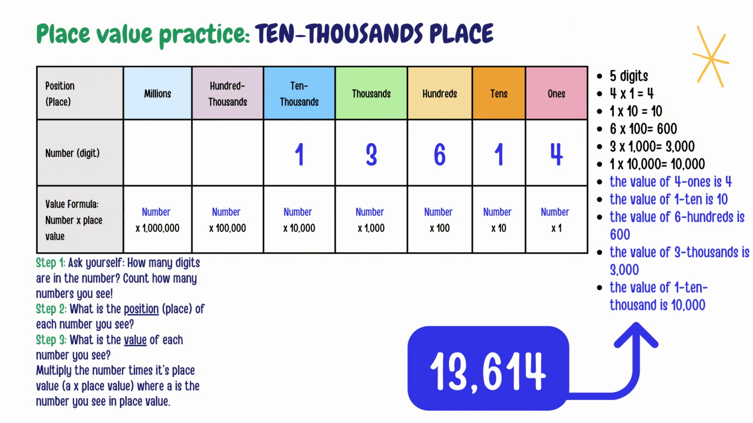So the value of the 4 in the ones place is 4 ones, which is equal to 4. The value of the number 1 in the tens place is 10. The value of the number 6 in the hundreds place is 600. The value of the 3 in the thousands place is 3,000. And the value of the other 1 in the 10,000s place is 10,000.